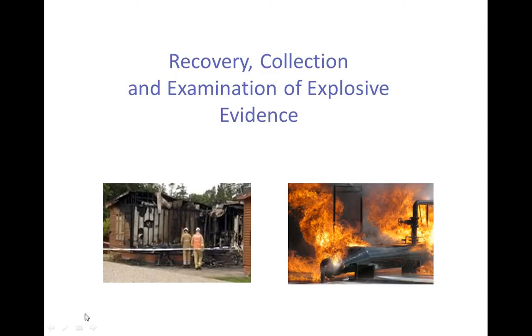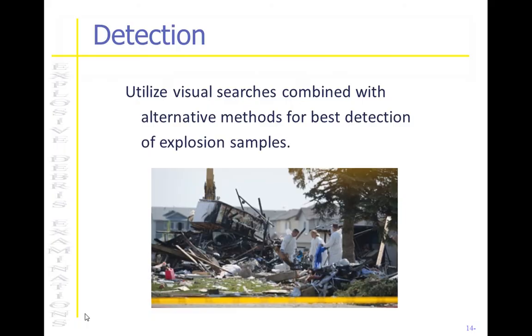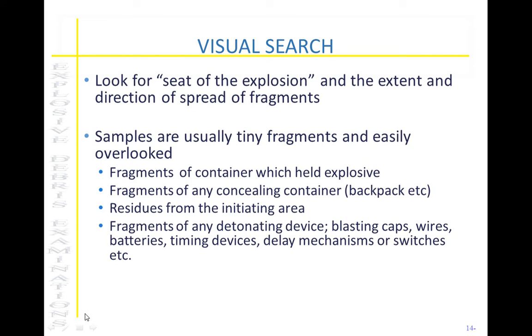So now that you know a little bit about the basics of explosives that can be used, let's discuss the recovery, the collection, and the examination of this explosive debris. Initially, we want to talk about the detection of the debris itself. Usually, this is going to be from an extremely good visual search of the crime scene. Initially, you want to look for the seat of that explosion, so where that bomb was actually placed. And then you're going to also spread out from that area looking for other fragments.